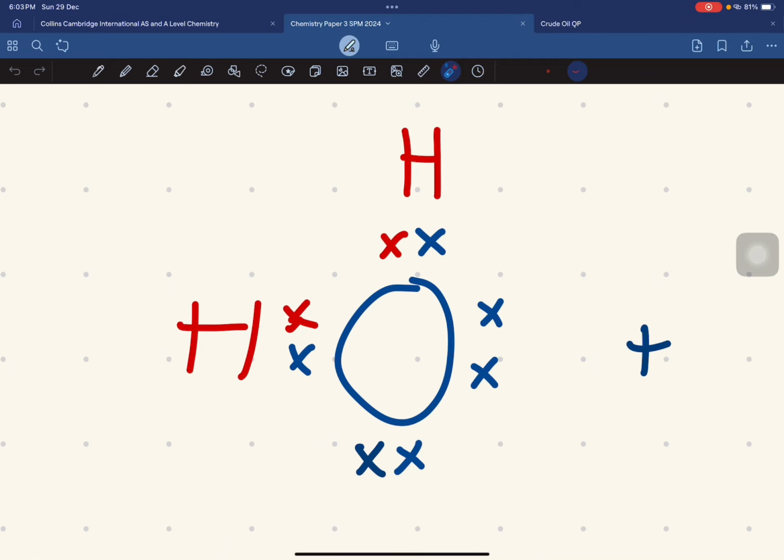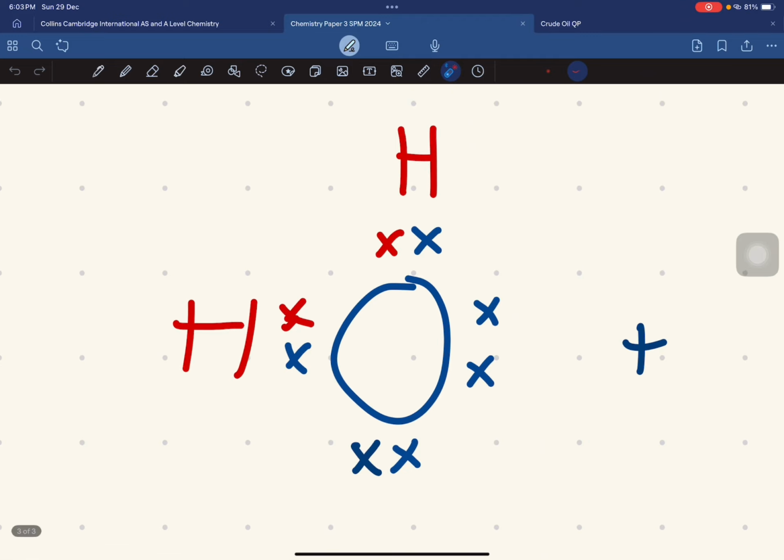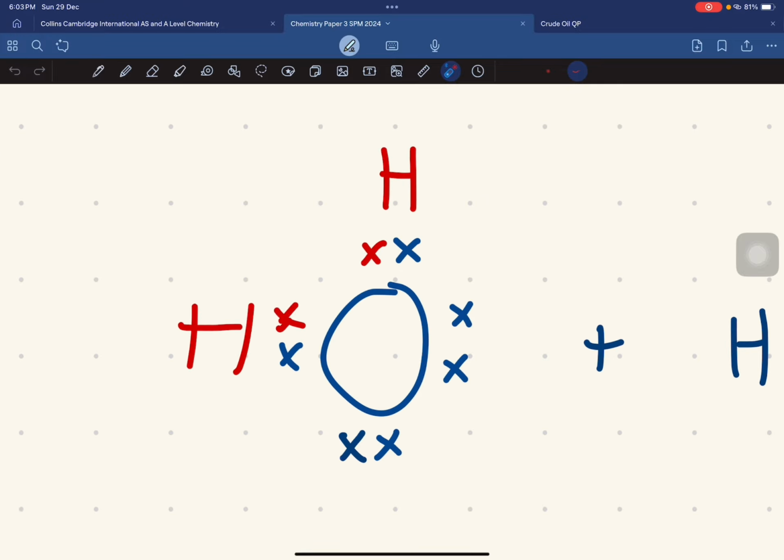Okay, so now I'm going to talk about the formation of dative bond. In this video, I'm going to use hydroxonium ion as my example. Okay, so we know that hydroxonium ion is derived from water molecule.